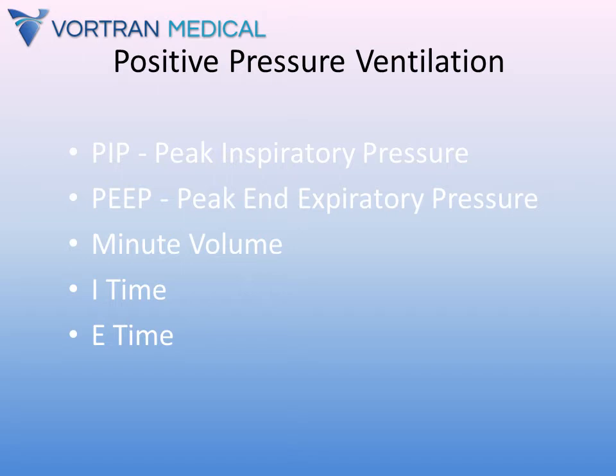Minute volume is the total volume of gas being moved in or out of the lungs every minute. I time is the time it takes you to fill the lungs, which is controlled by the liter flow set at the oxygen source and the PIP setting. E time is the amount of time it takes you to exhale your breath, and on the VAR is controlled by the round rate knob.